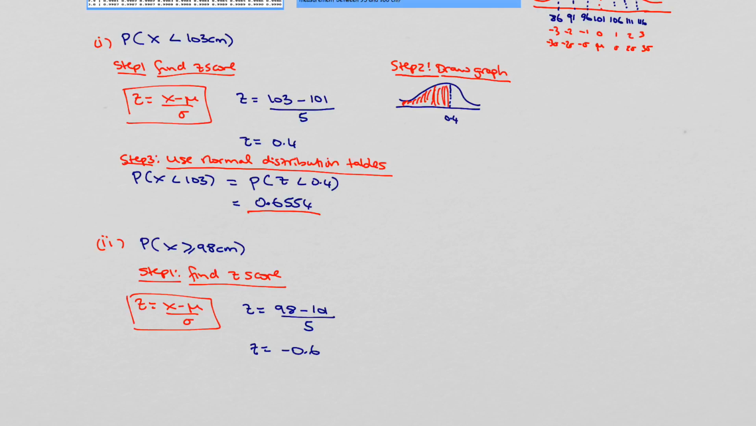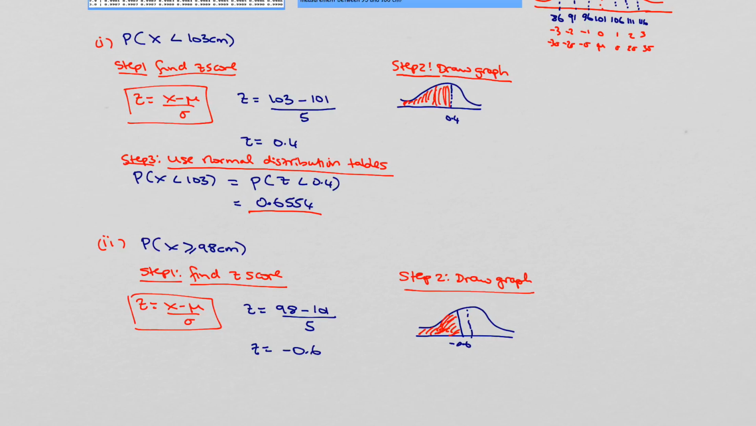My second step is to sketch our graph so we can see what's going on. There's my mean, so minus 0.6 gives us this value here. Therefore we now have to use our normal distribution table to work this out.